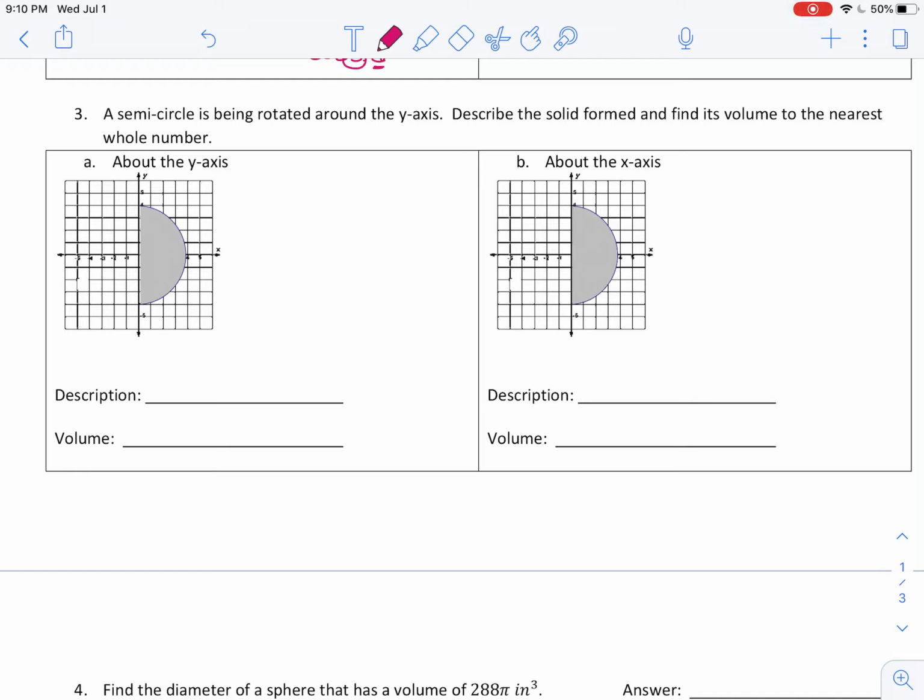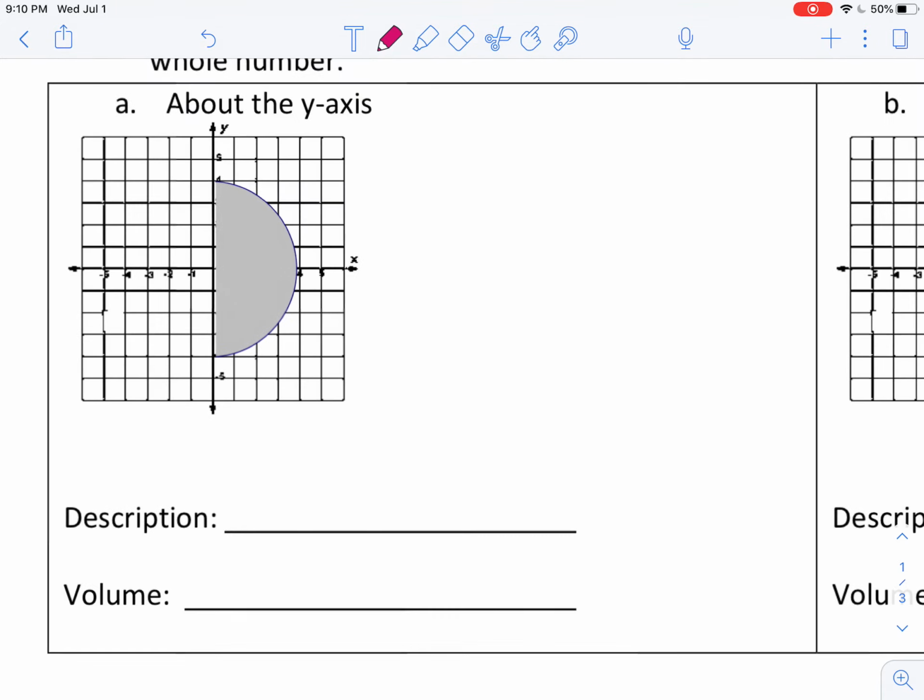So example 3 starts with something flat, but you're going to be rotating it about different axes. When you do a rotation, it always turns out circular, but we're not going to make a cone or a cylinder now because I'm starting with a semicircle. So just looking at this first one, I'm going to rotate it about the y-axis. Remember, that's the up and down axis.